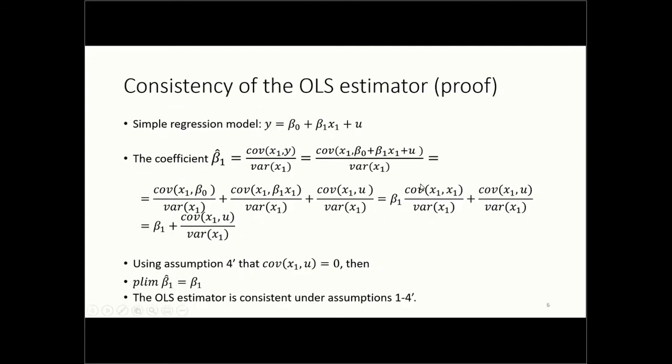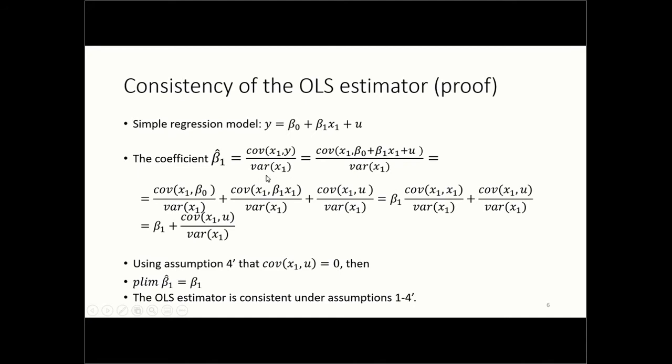So let's talk about the consistency of the OLS estimator. This would be the proof. Suppose that we have a simple regression model, y equals beta 0 plus beta 1 x1 plus u. And what we know about it is that the coefficient beta 1 hat would be the covariance of x1, the variable for this coefficient, and y divided by the variance of x1, right?